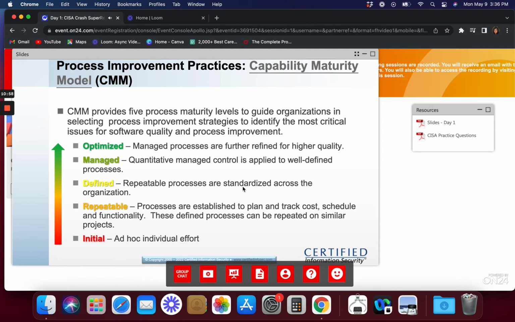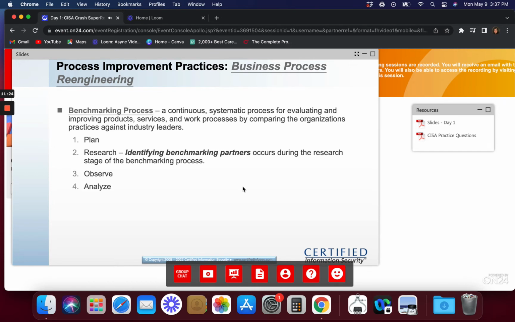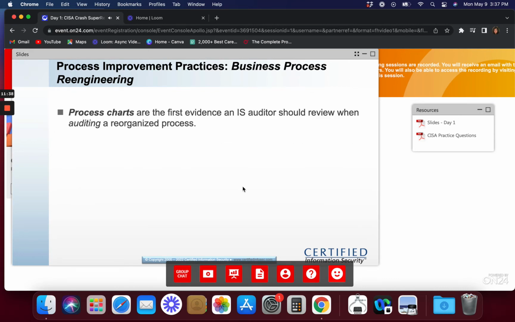Process improvement practices. We also have BPR, or business process reengineering. And this is where they talk about using benchmarking to better improve our baselining and benchmarking, and to better improve and monitor our business process to make it better. So this benchmarking process involves planning, research, observation, and analyzing. And then finally, what we've recognized that could be improved, we actually implement and adapt. And that results in the improvement we hope to achieve. We can use process charts as evidence to review when auditing a reorganized process.